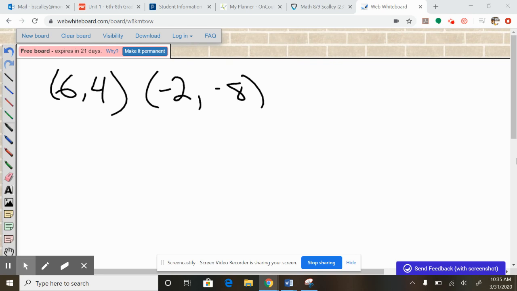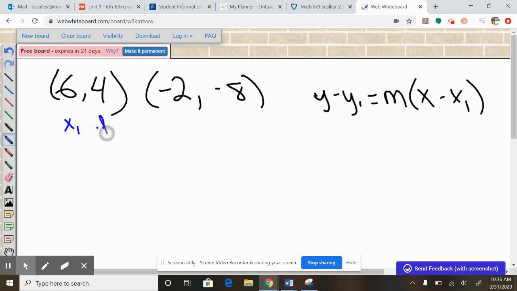All right, I wanted to do one more example using point slope form. So I'm going to start out with that y minus y1 equals m times x minus x1. I still need to find slope first. So I'm going to label x1 y1 and x2 y2.